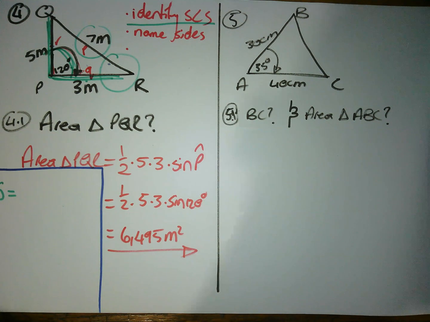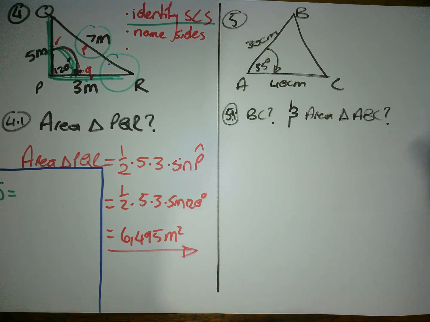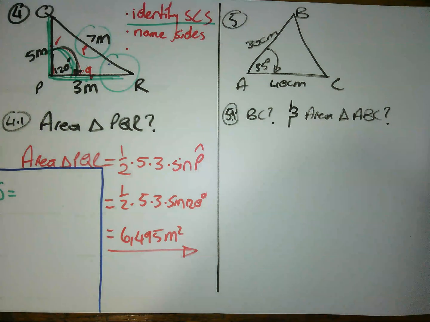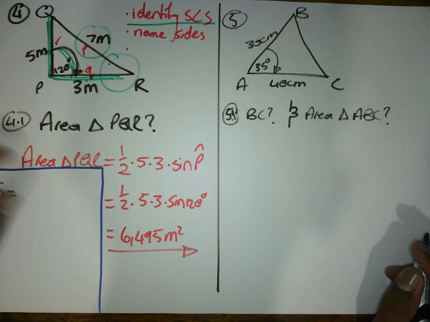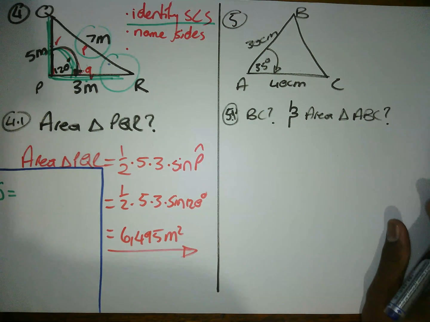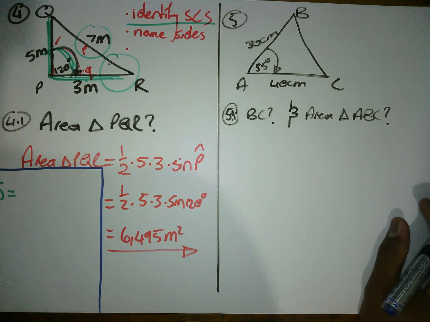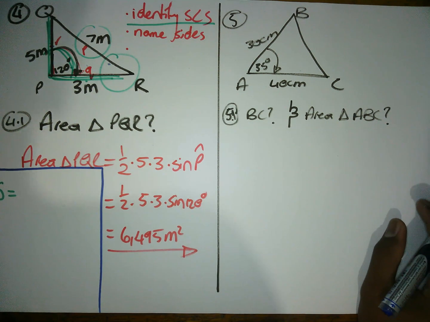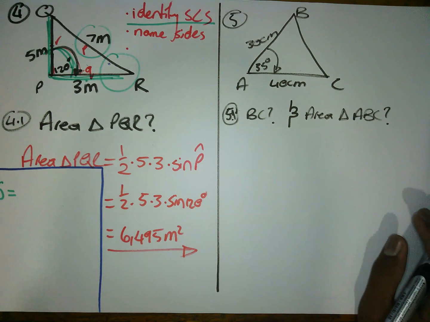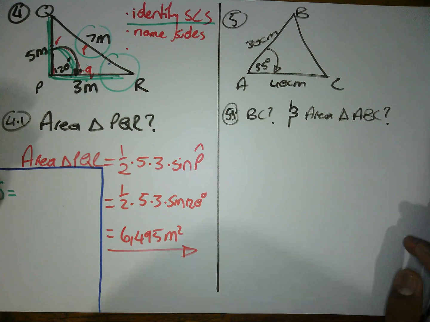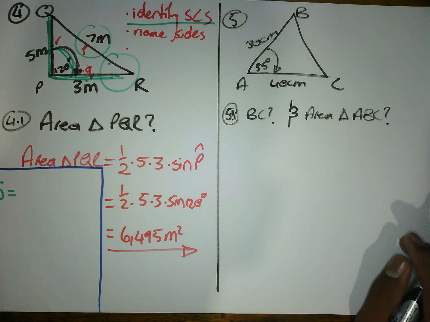Calculate the side BC. So to get side BC, what do we do? Cosine rule. We can't use sine rule because for sine rule we need at least two angles and two sides: one angle that's opposite the side that's given, and another side opposite the angle.